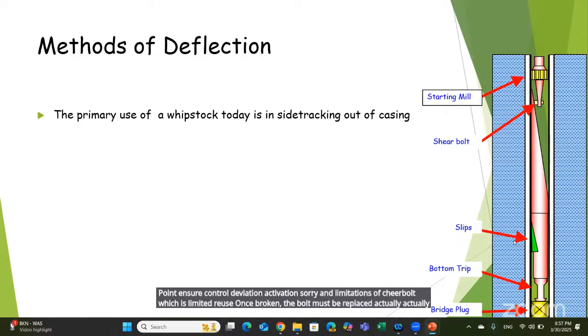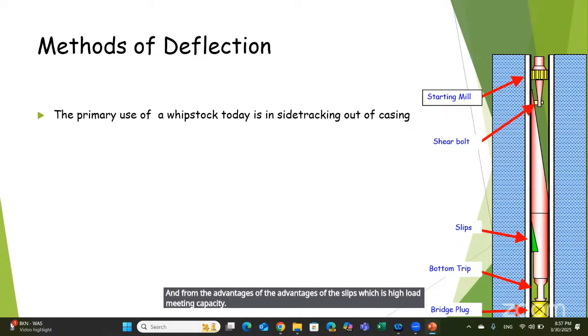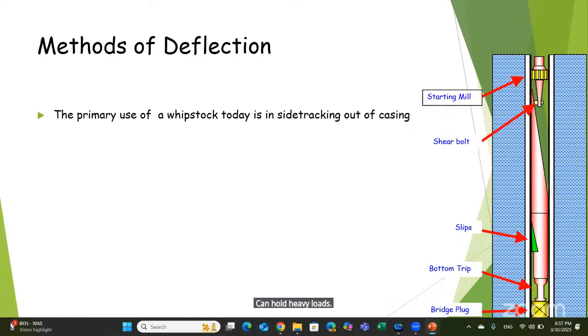The slips are wedge-shaped metal elements with serrated edges that grip the casing or tubing when activated. The advantages of the slips are high load bearing capacity, they can hold heavy loads, and they can be releasable or permanent, as some slips can be disengaged.